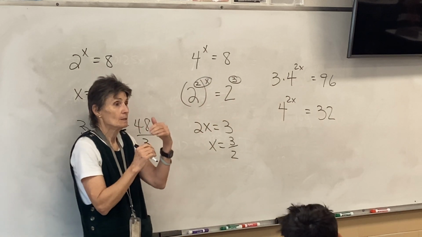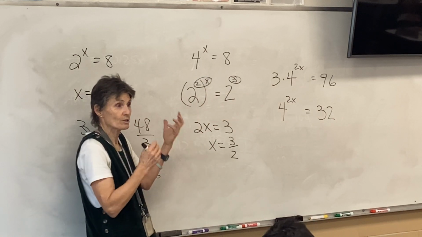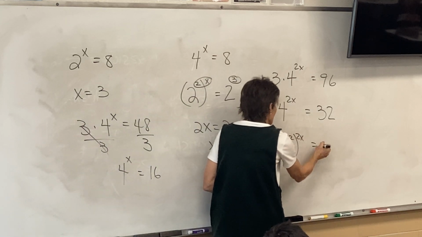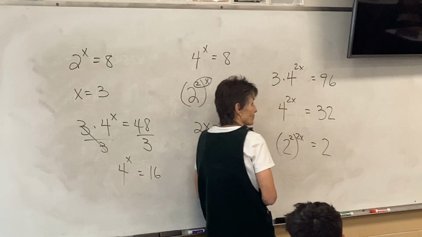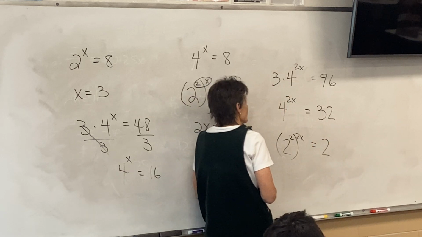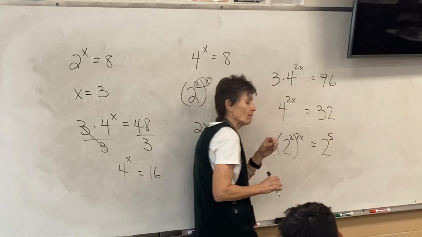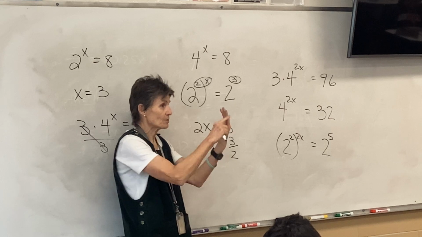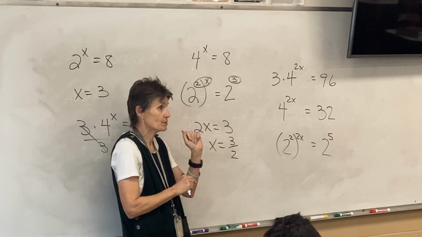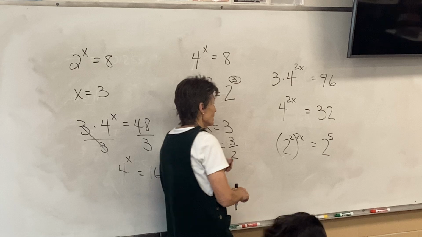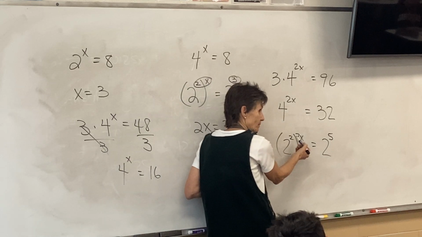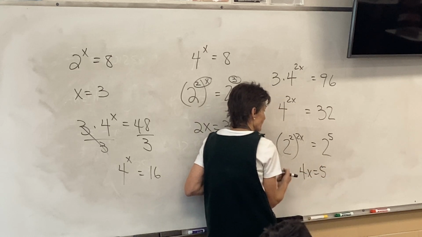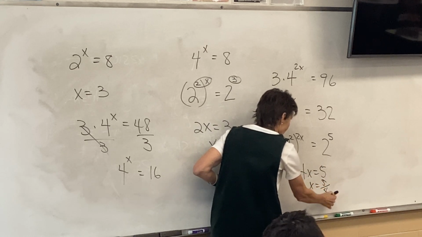Now, I already had 4. 4 is 2 squared. Is 32 2 to a power? Yes. Which one? Fifth. Fifth. Yes. Now, if you don't have that memorized, that's fine, you can figure it out, right? 2 times 2 times 2 times 2 until you get to 32. It's 2 to the 5th. Now, this is a multiplication. So 4x equals 5, and x equals 5/4.